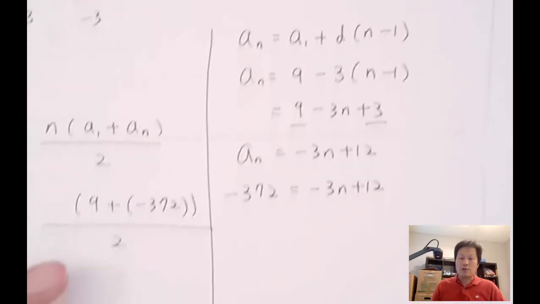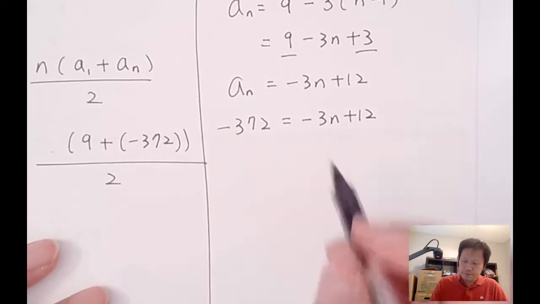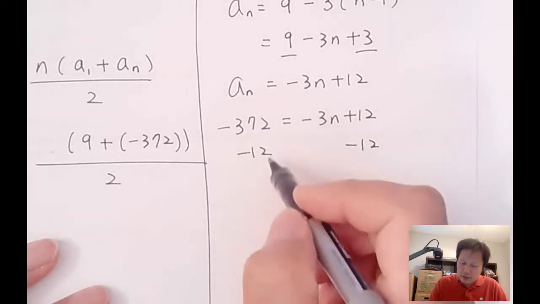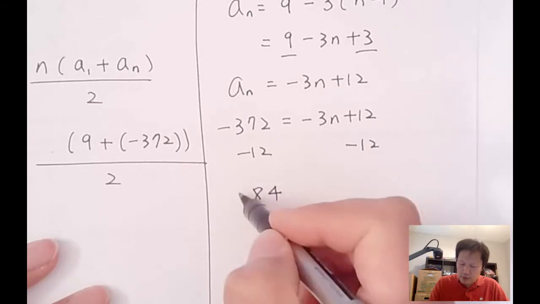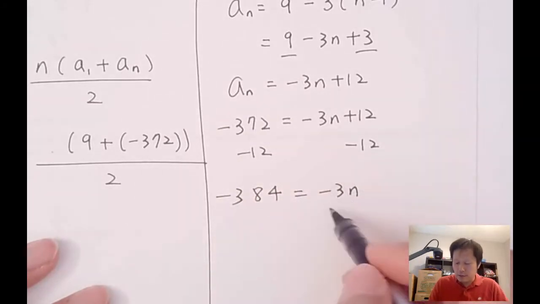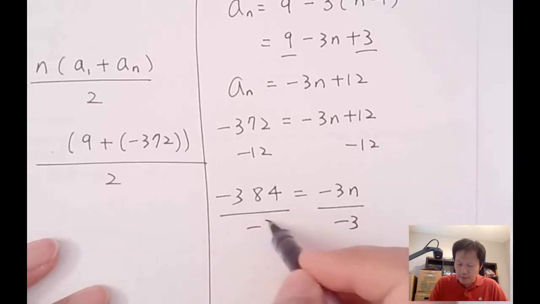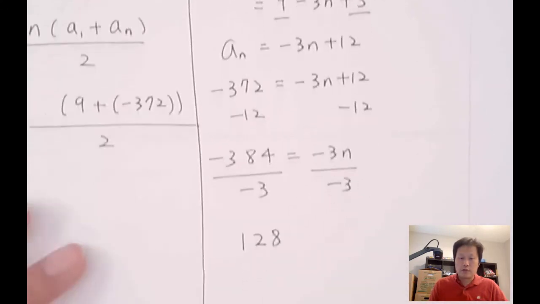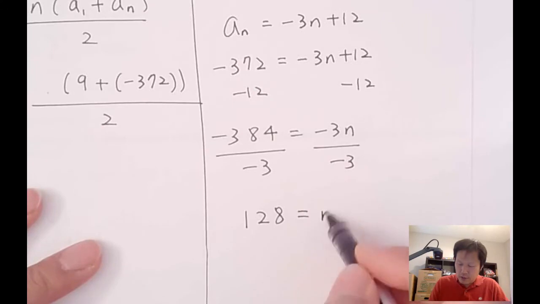Minus 12 on both sides. That would work. 4a3 minus equal to minus 3n. Solve for n. Divide by minus 3, divide by minus 3. There will be 128. If you have a calculator, just put that into the calculator. 128 is the value of n.